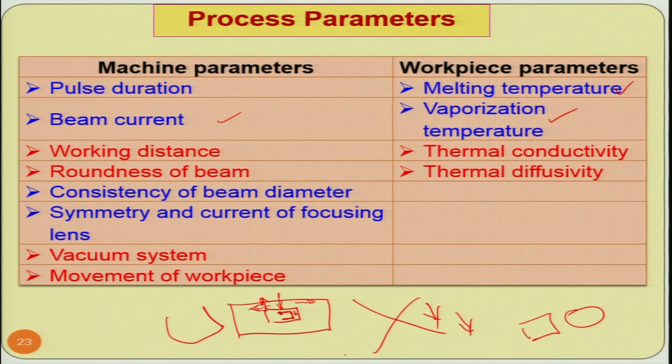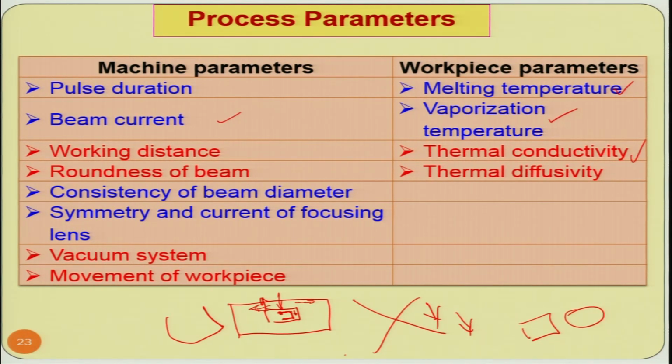If it is low, then definitely a larger amount of the material will get vaporized. Then there is thermal conductivity. Again, thermal conductivity is an important parameter. This will decide how much heat is conducted away within the workpiece, because that is going to raise the temperature of the workpiece. Then another property of the workpiece material is the thermal diffusivity.